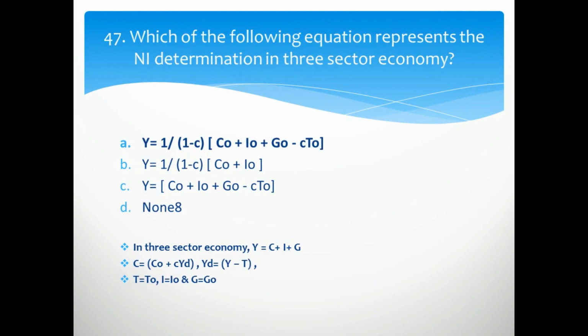Which of the following equations represents national income determination in a three-sector economy? The right option is the A1. Going forward we will see how this comes about. In a three-sector economy, Y is equal to C plus I plus G, as we have studied before. C is equal to C naught plus c into YD. Because taxes are present here, the income will be YD, that is disposable income, and YD is equal to Y minus T. When we put all this information in Y is equal to C plus I plus G, we get the A option.